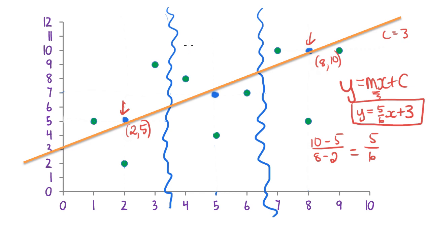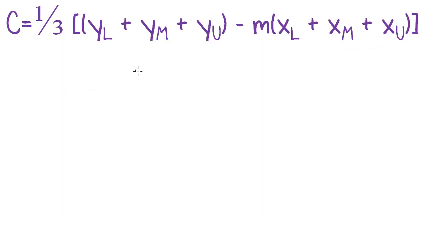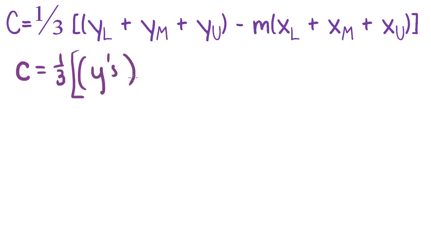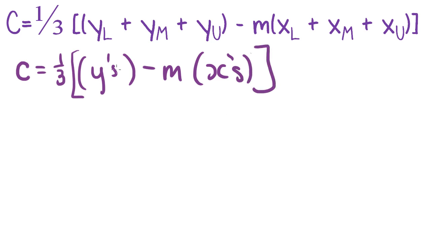Sometimes instead of doing this, sliding the line a third of the way towards the middle median, you might like to find it using algebra. You might like to do it the arithmetic way. And there's a formula for finding what the equation is once you know the coordinates of these 3 medians and once you know what that gradient's going to be. And it looks like this. Now that may look a little bit daunting, but really what it's just saying is that c equals a third of all your y's added up minus m times all your x's added up. So that's not so scary.